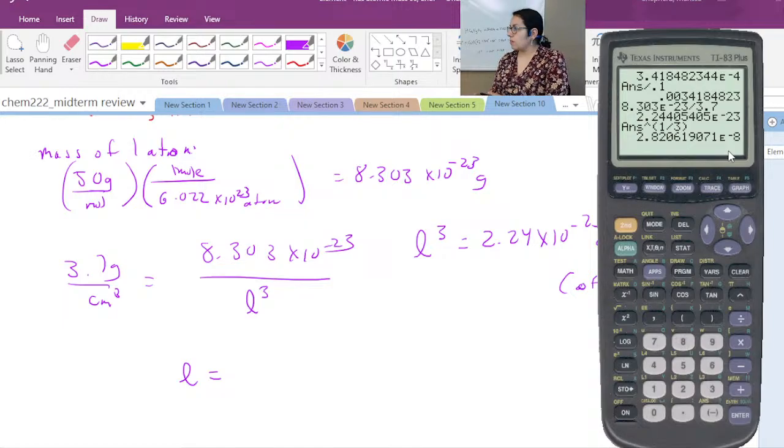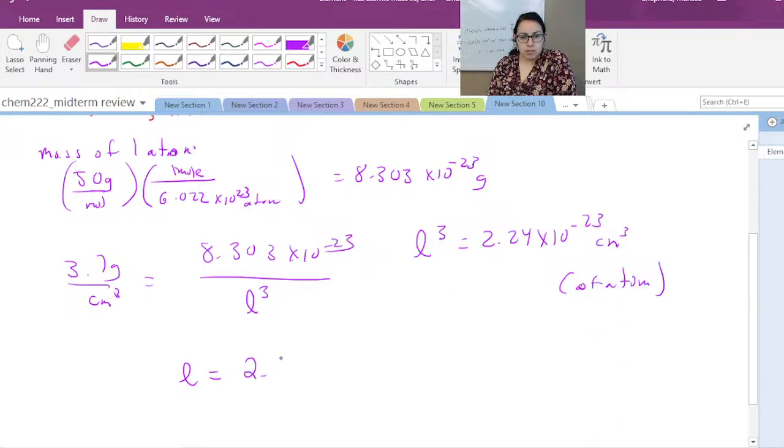So that gives us our length for our cube. 2.82 times 10 to the negative 8th, and I'm still in centimeters. I haven't converted anything yet.